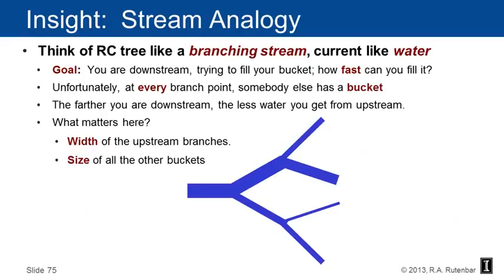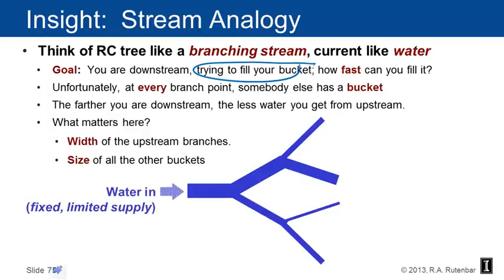If you're not very knowledgeable about the circuits, let me offer you an alternative analogy. This is like a branching stream. I've got a little picture of a stream here, dividing and dividing and dividing. The goal is that you are downstream and you are trying to fill your bucket. What you care about is how fast you can fill your bucket. Now, unfortunately, at every branch point, somebody else has a bucket. And so the farther you are downstream, the less water you can get.